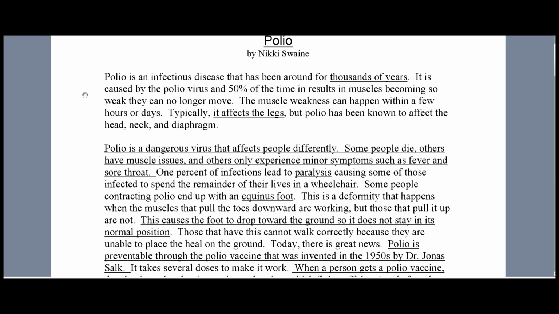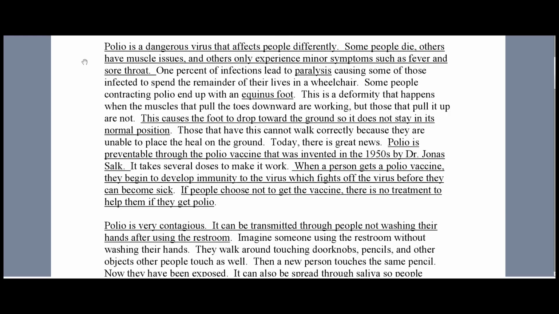Polio. Polio is an infectious disease that has been around for thousands of years. It is caused by the polio virus and 50% of the time results in muscles becoming so weak they can no longer move. The muscle weakness can happen within a few hours or days. Typically, it affects the legs, but polio has been known to affect the head, neck, and diaphragm. Polio is a dangerous virus that affects people differently. Some people die. Others have muscle issues, and others only experience minor symptoms such as fever and sore throat.